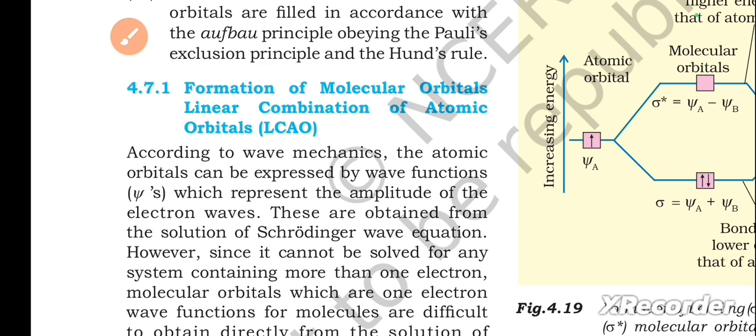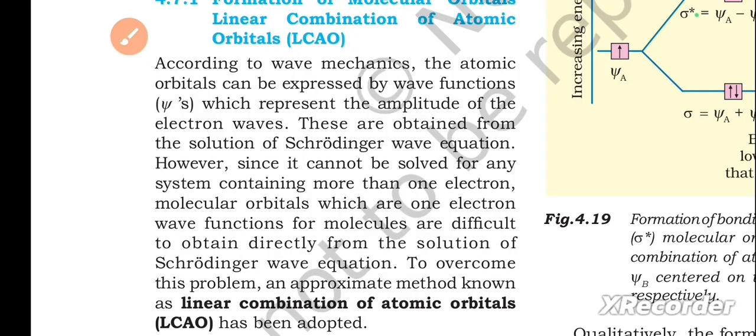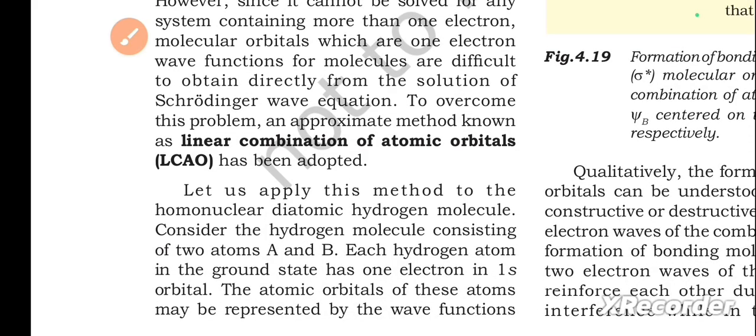According to wave mechanics, the atomic orbitals can be expressed by wave functions, which represent the amplitude of the electron waves. These are obtained from the solution of the Schrödinger wave equation. However, since it cannot be solved for any system containing more than one electron, molecular orbitals, which are one-electron wave functions for molecules, are difficult to obtain directly from the solution of the Schrödinger wave equation. To overcome this problem, an approximate method known as linear combination of atomic orbitals, LCAO, has been adopted.